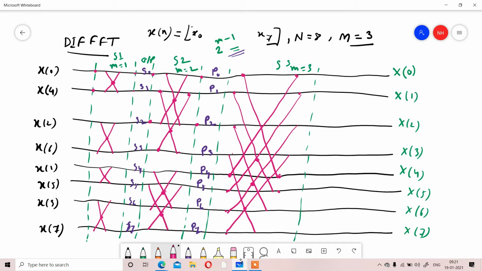need to put the twiddle factor for each butterfly. We have checked that for stage 1 the twiddle factor is only W to the power 0, where 8 defines the number of samples. So W8 to the power 0 for stage 1, W8 to the power 0 for each butterfly.